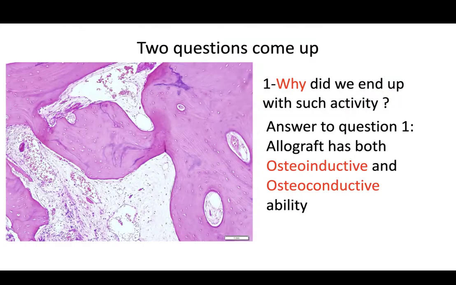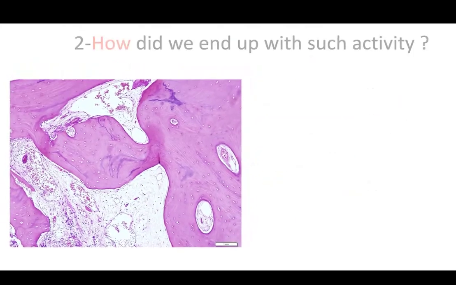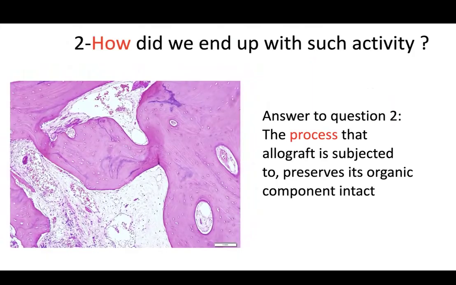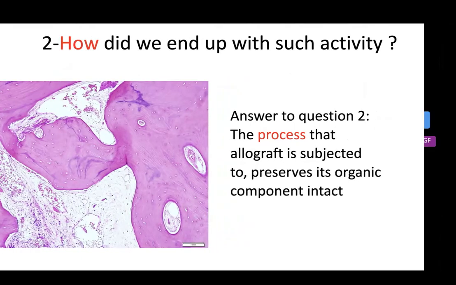The question is, how does it happen that it's osteoinductive? Well, it is because of the organic component. And that is the interesting part of combining or protecting, through the processes, the organic component in it, which leads to the turnover and the inductivity of that allograft.